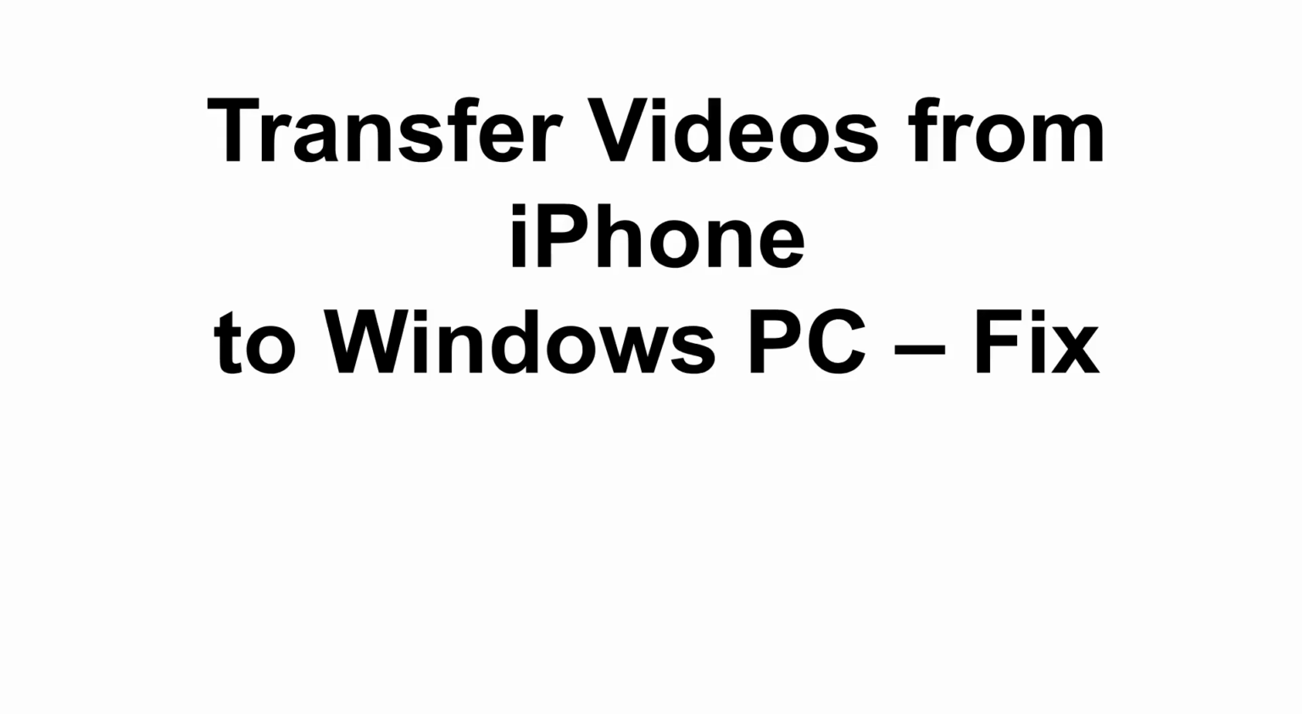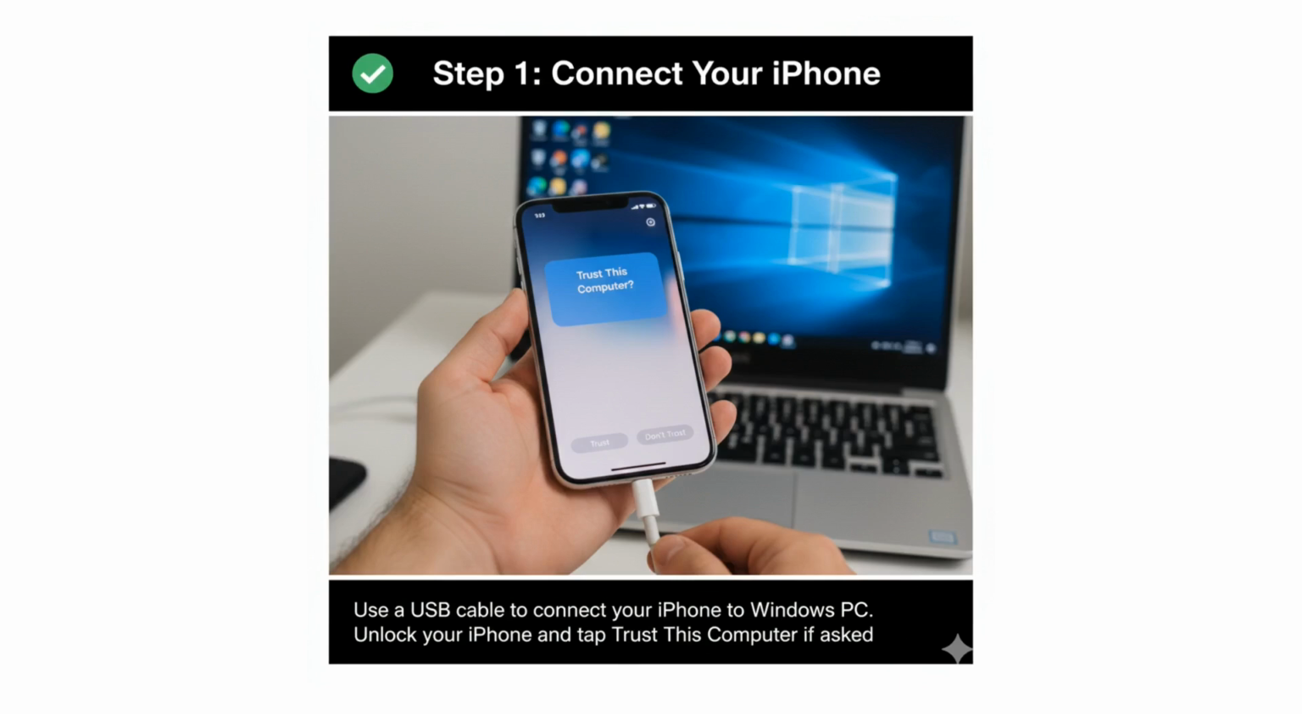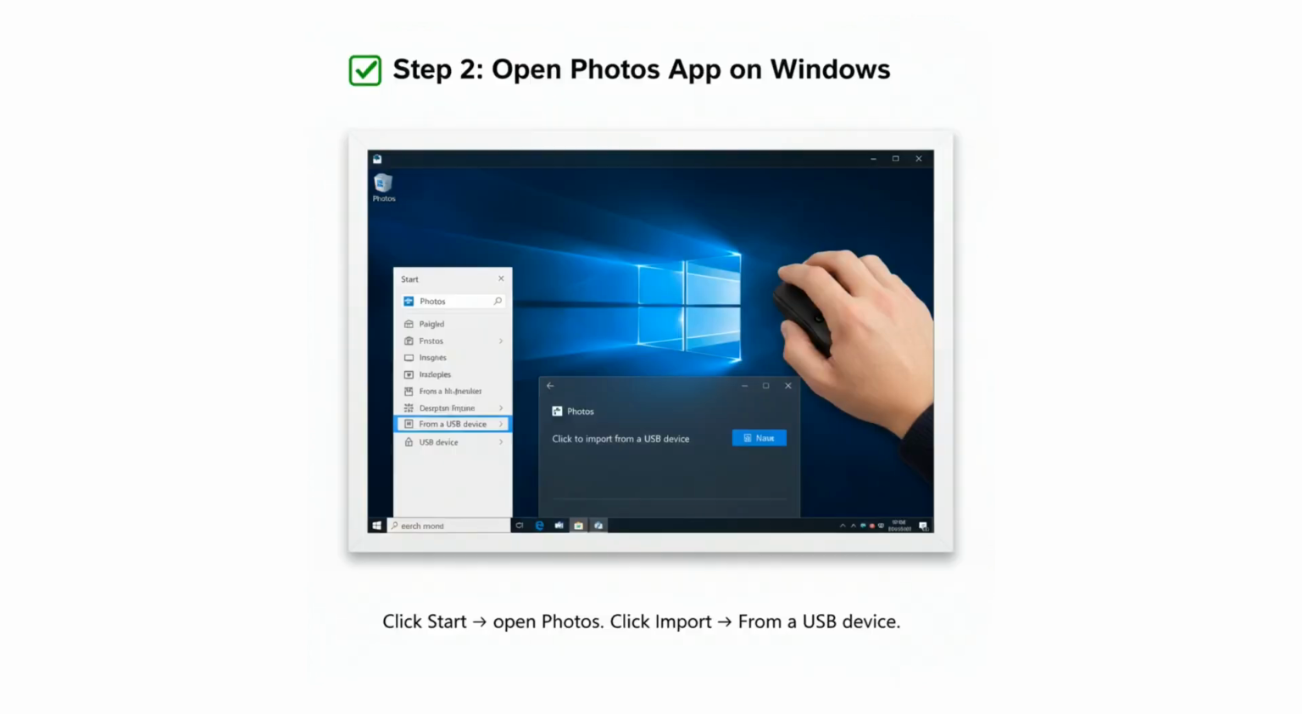Transfer videos from iPhone to Windows PC. Fix. Step 1. Connect your iPhone. Use a USB cable to connect your iPhone to the Windows PC. Unlock your iPhone and tap Trust this computer if asked.